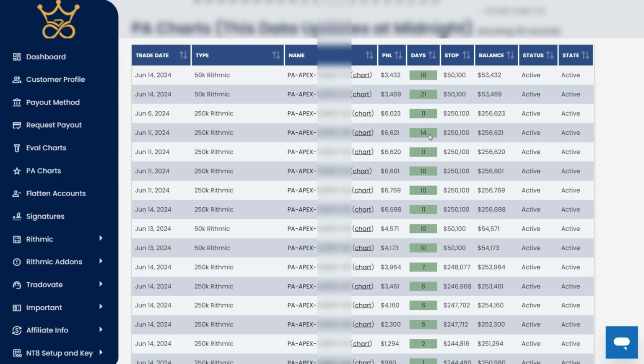That is why before you click that button to request a payout, make sure that you have complied with all the rules, which the 30% consistency rule is something that people most often overlook and they end up getting their payout denied.